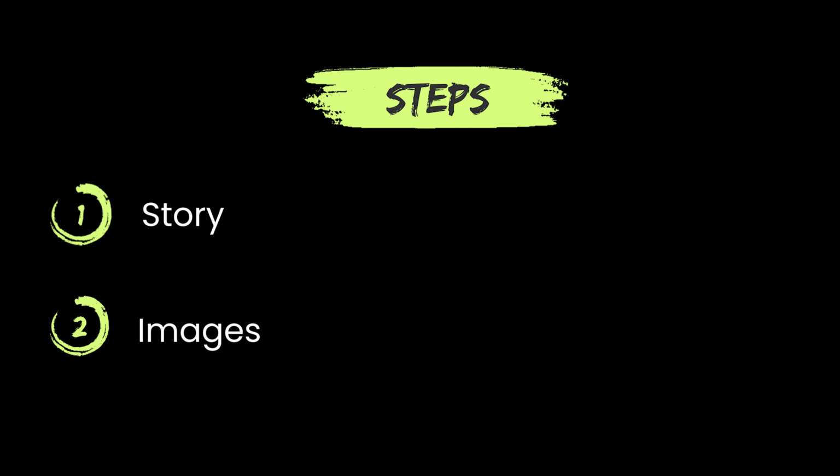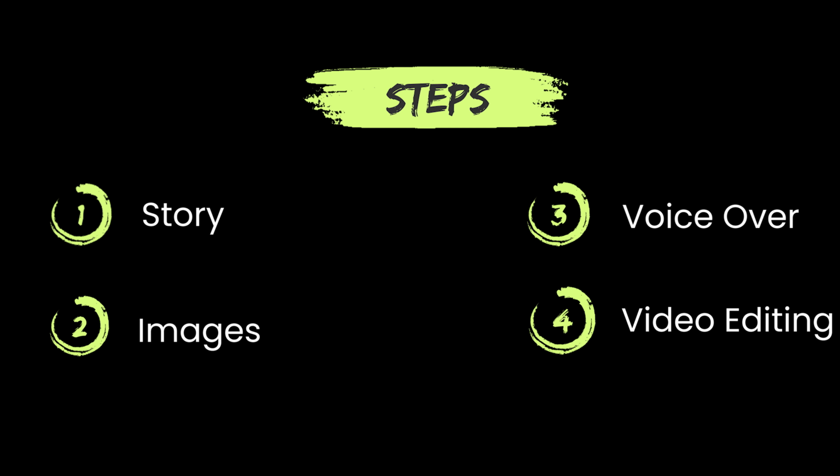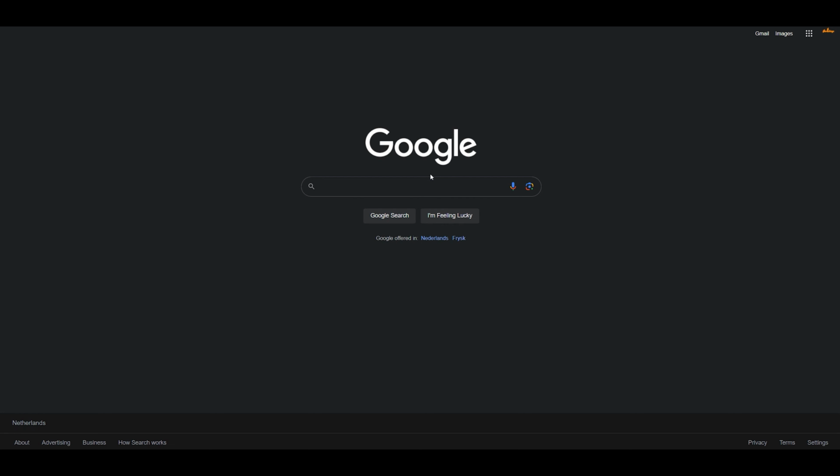There are 4 steps. Step 1, Story. Step 2, Image generation. Step 3, Voiceover. Step 4, Video editing. Let's start with step 1, which is creating a story for our video.